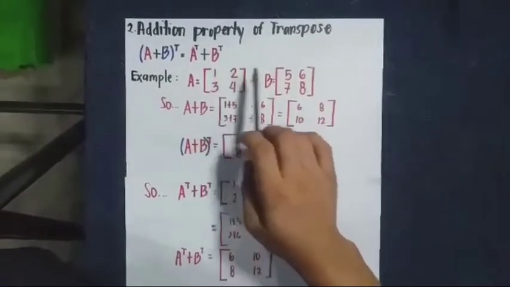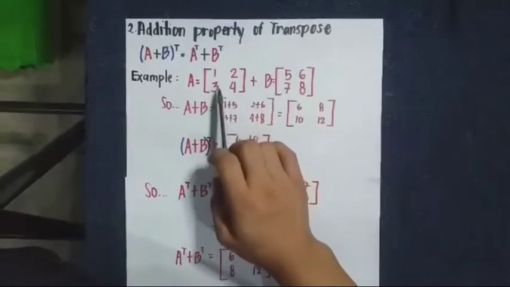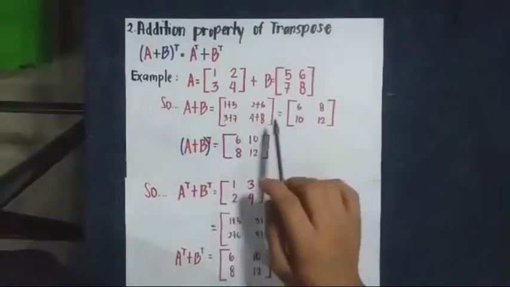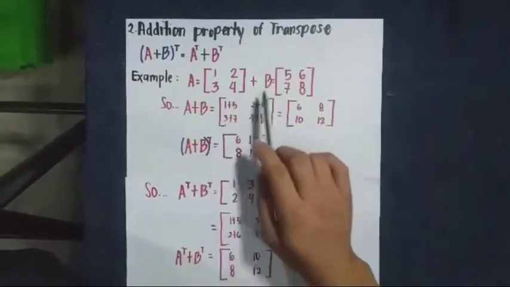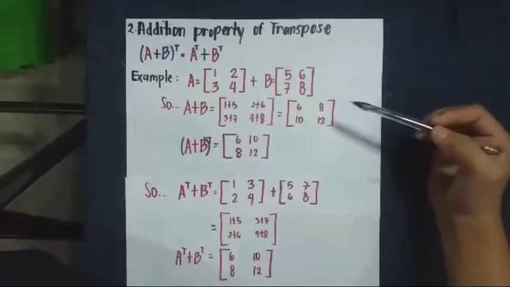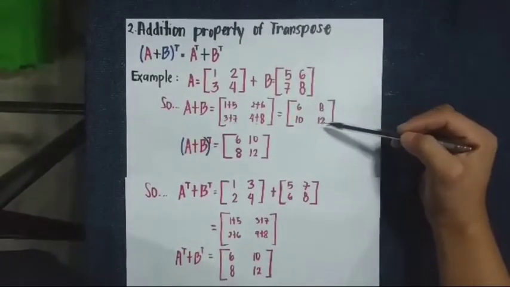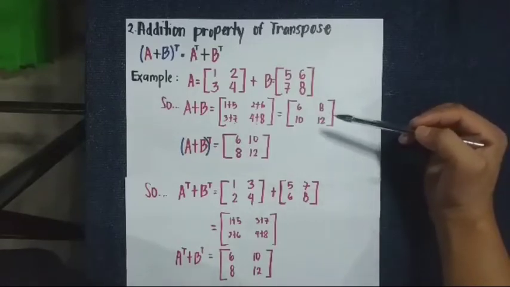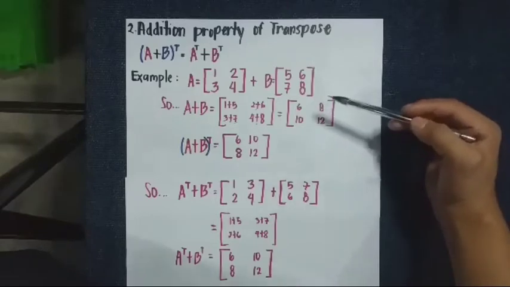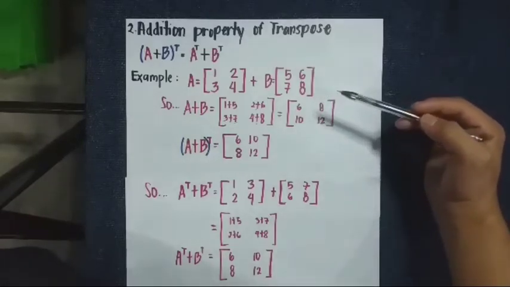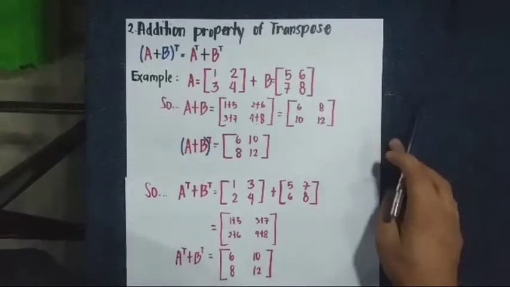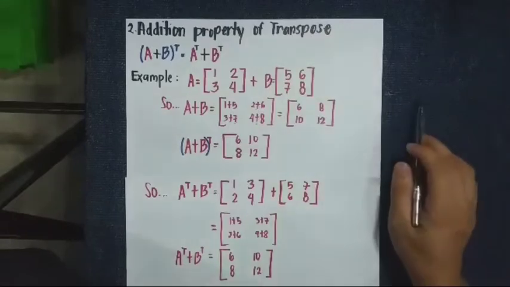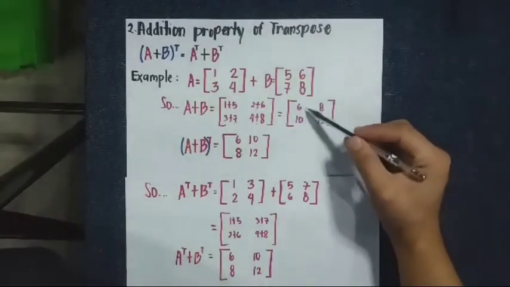So we have here 1 plus 5, 3 plus 7, 2 plus 6, and 4 plus 8. So if we sum up this, we are going to get 6, 8, 10, and 12. So now we have to transpose it, and with the same procedure, we have to take the first row and make it the first column of the transpose matrix, and get the second row and make it the second column of the transpose matrix. So in this case, the first row is 6 and 10.